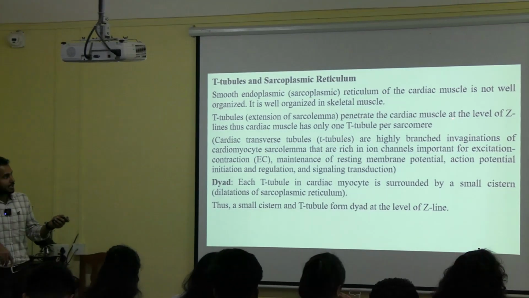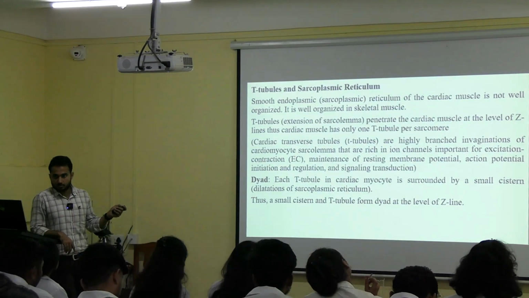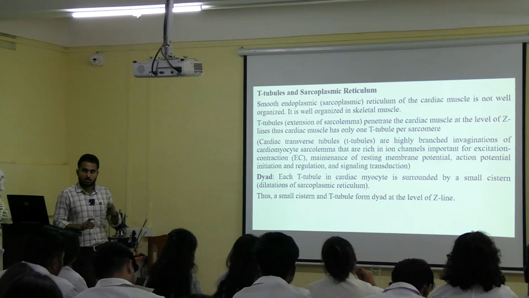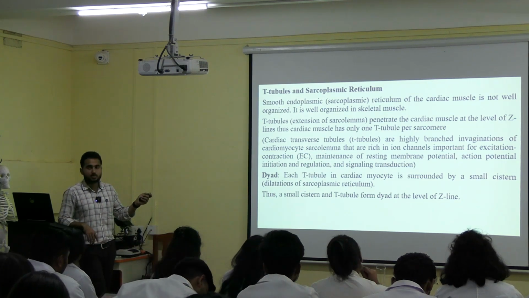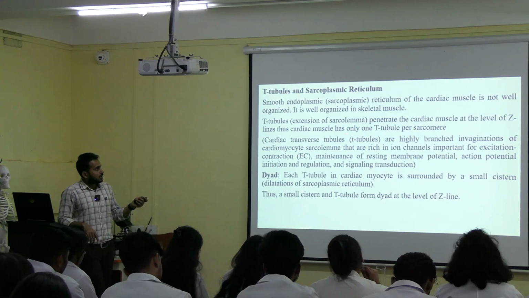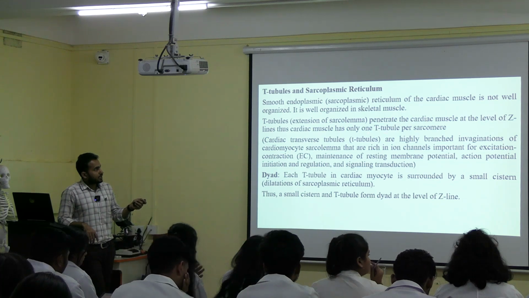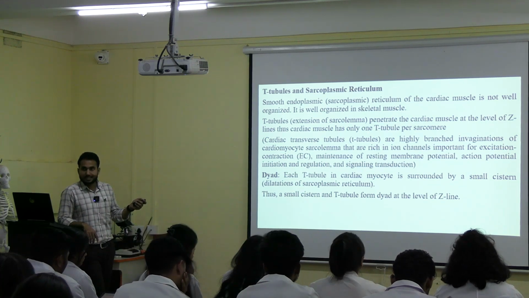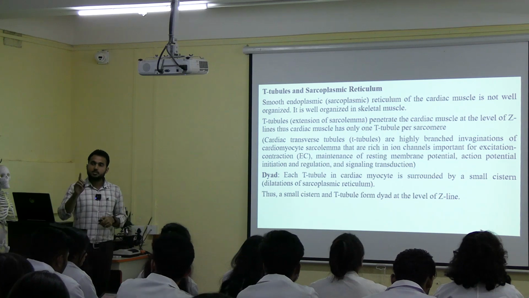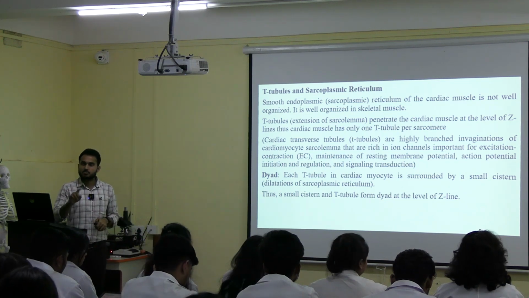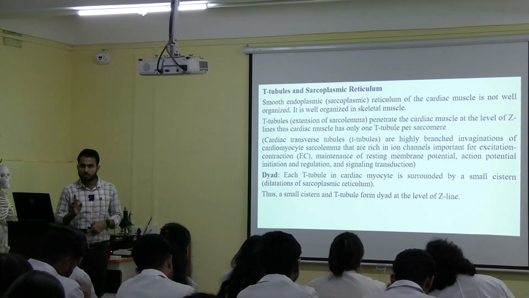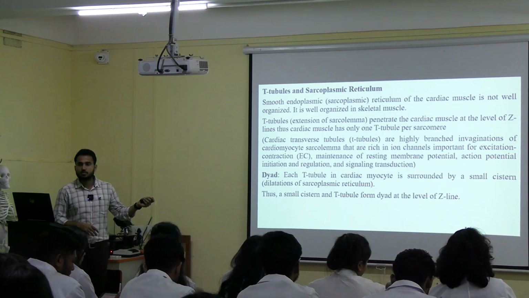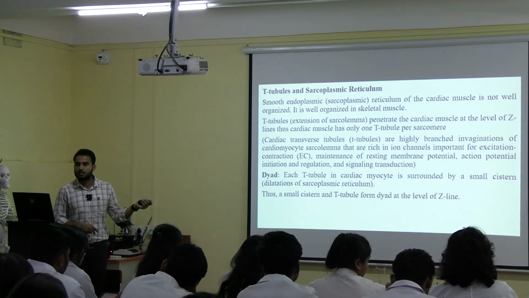Now they penetrate the cardiac muscle at the level of the Z line. That means between one sarcomere only one T-tubule is present. So only one T-tubule per sarcomere in the case of cardiac muscle. T-tubules are present in skeletal muscle also, and in cardiac muscle also. Arrangements are different, please note that. Here I am discussing the cardiac muscle, not the skeletal muscle.